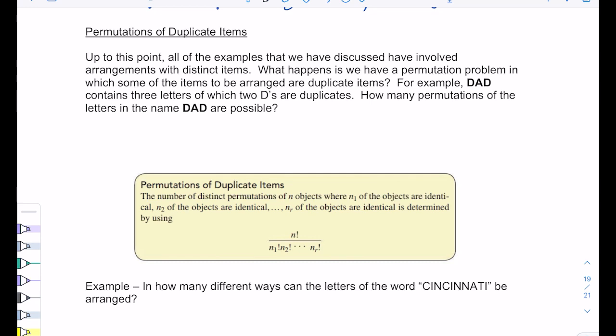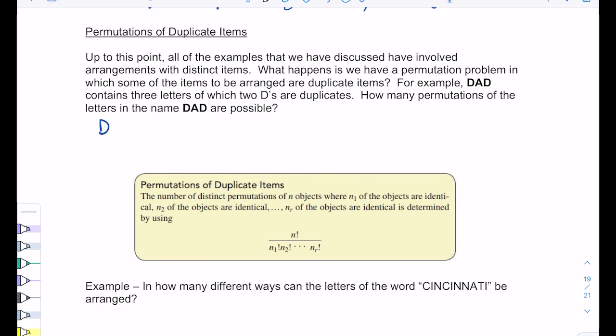What happens if we have a permutation in which some of the items to be arranged are duplicate? So for example, if you have the word dad, it contains 3 letters, but 2 D's are duplicates. How many permutations of the letters in the name Dad are possible? So it depends on how you look at it. If I was to just look at it using the 3 black letters there, D-A-D, right?